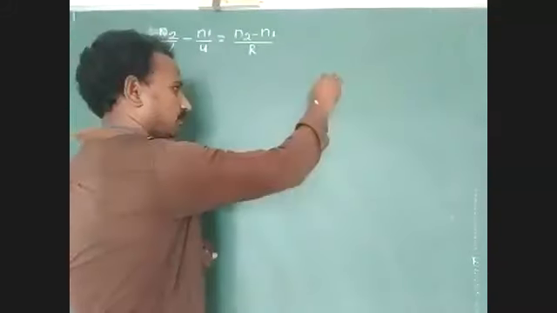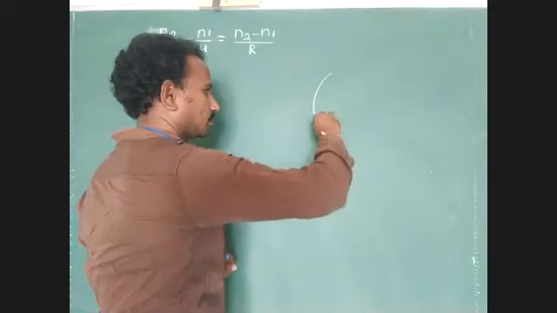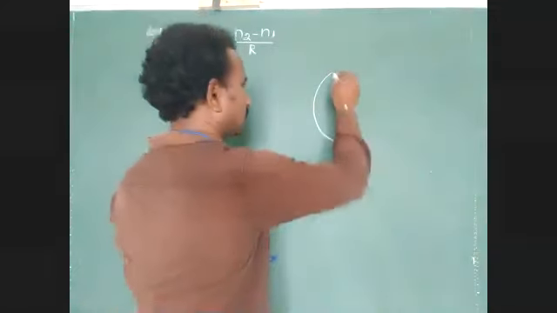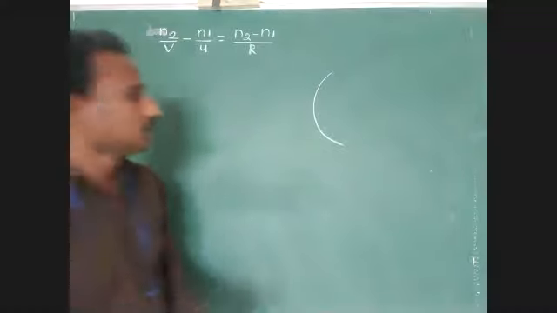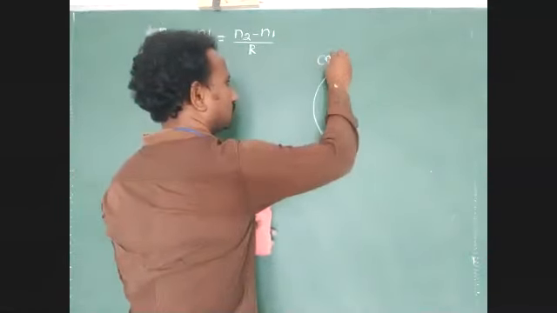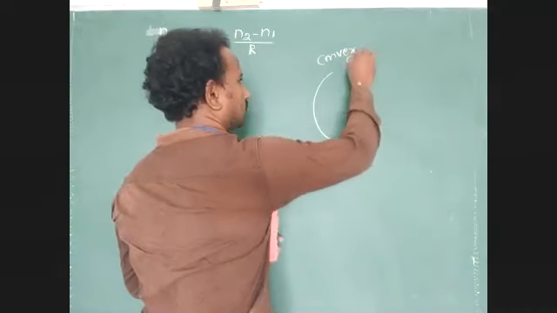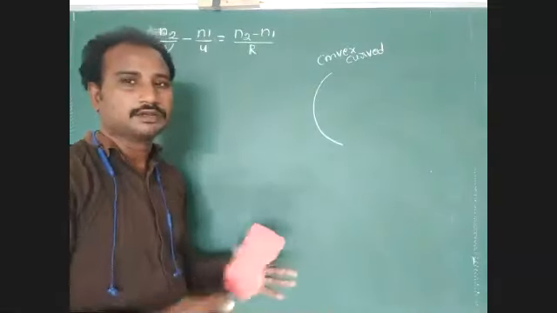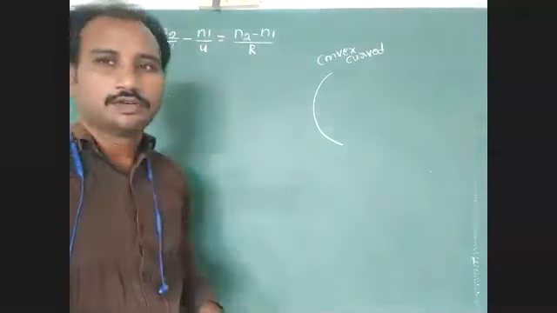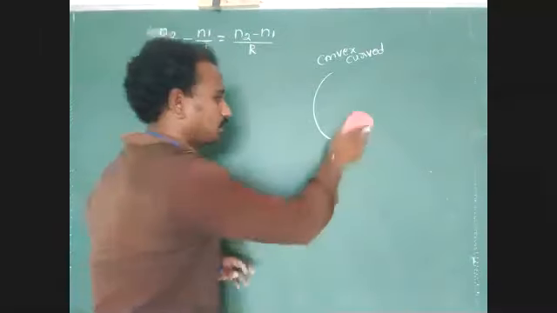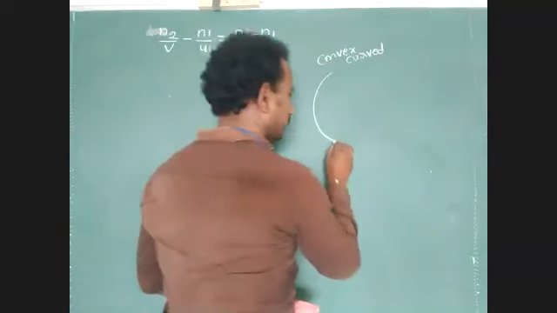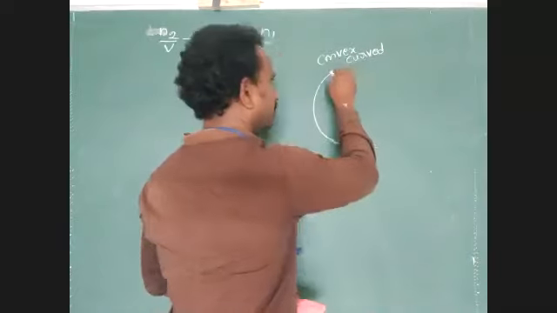Now we have to imagine one curved surface. This surface is a convex curved surface. For concave curved surface and for convex curved surface, we get the same formula. Don't forget. Because of that reason, first we consider a convex curved surface. A convex curved surface can separate two optical mediums.